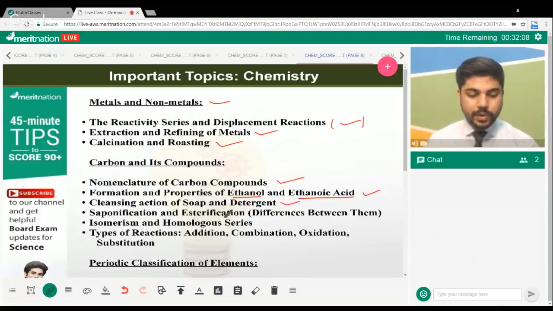Fourth is saponification and esterification. What do you mean by them? And you should know the differences between them. Do you know the difference between saponification and esterification? I believe you do. Okay.